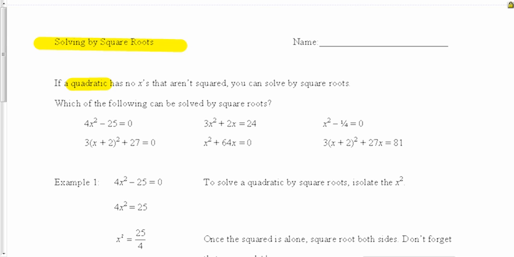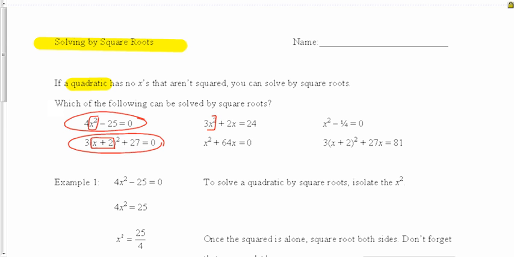In this first equation, the only x in the problem is an x squared. That means this problem can be solved by square roots. The one underneath that, this x is squared. It has a +2 with it also, but it's still x squared. That means this can be solved by square roots.